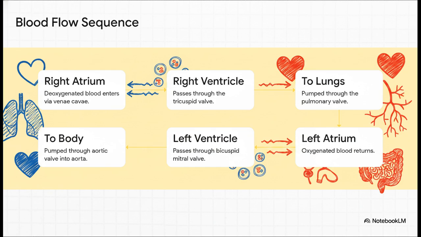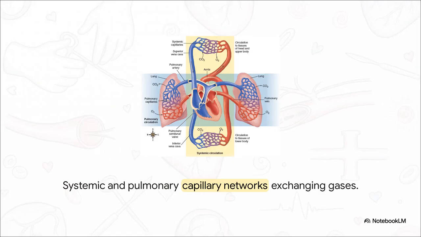Step 5, it drops through the bicuspid or mitral valve into the massive left ventricle. And finally, step 6, that left ventricle powerfully ejects the blood through the aortic valve and into the aorta to feed the entire body. So it's essentially two independent pumps working together, a right-sided pulmonary circuit and a left-sided systemic circuit. And this visual perfectly captures the ultimate goal of all that continuous flow.